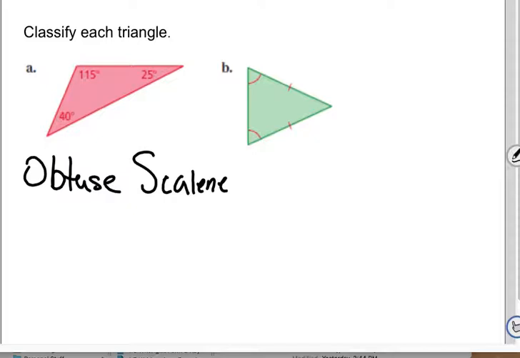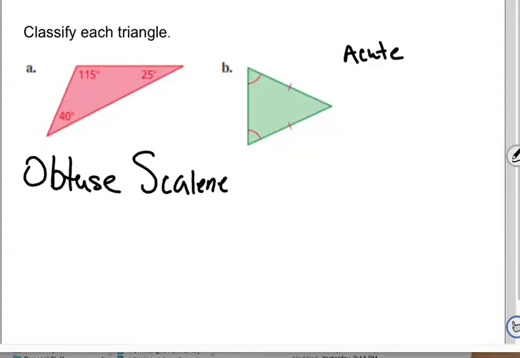Obtuse, scalene. Could I say scalene, obtuse? Yes, it doesn't matter. The order of which way you classify there doesn't matter. Okay? What about B? What type of a triangle is B, Molly? Molly says acute. Now, can you be certain about that, Molly?